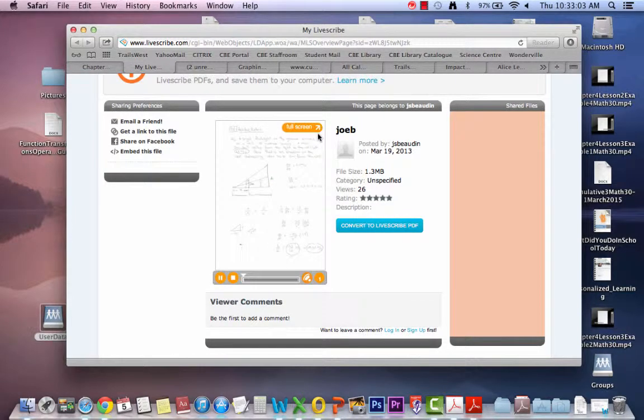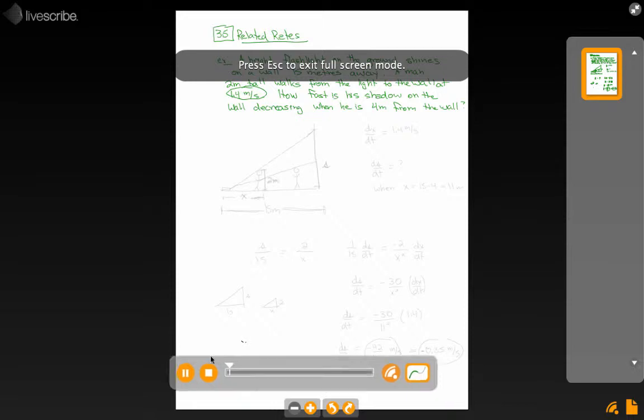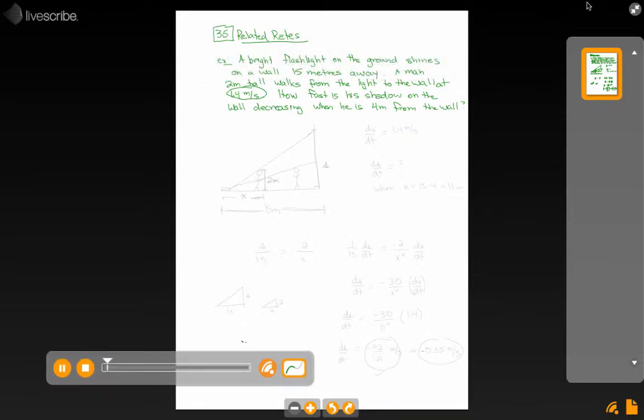This example comes to section 3.5, related rates. Sometimes for me the hardest part is writing out this great big thing. So a bright flashlight on the ground shines on a wall that's 15 meters away. A man 2 meters tall walks from the light to the wall at 1.4 meters per second. How fast is his shadow on the wall decreasing when he's 4 meters from the wall?